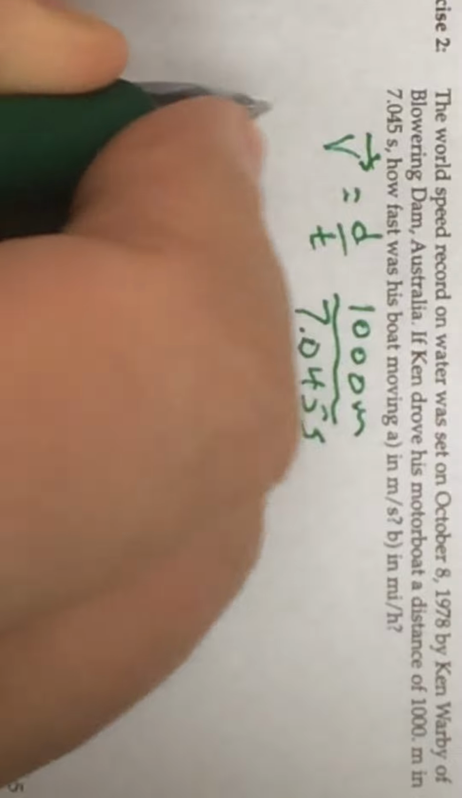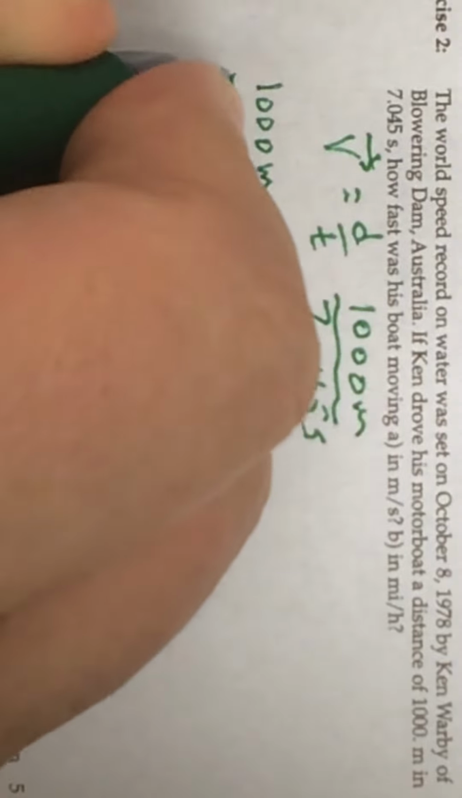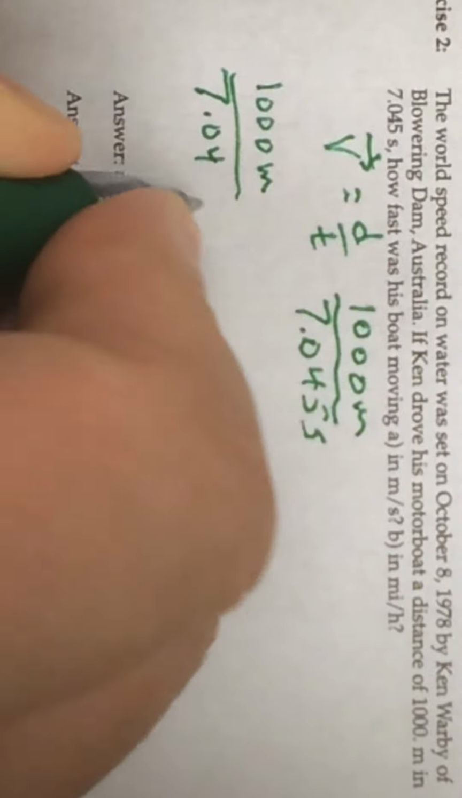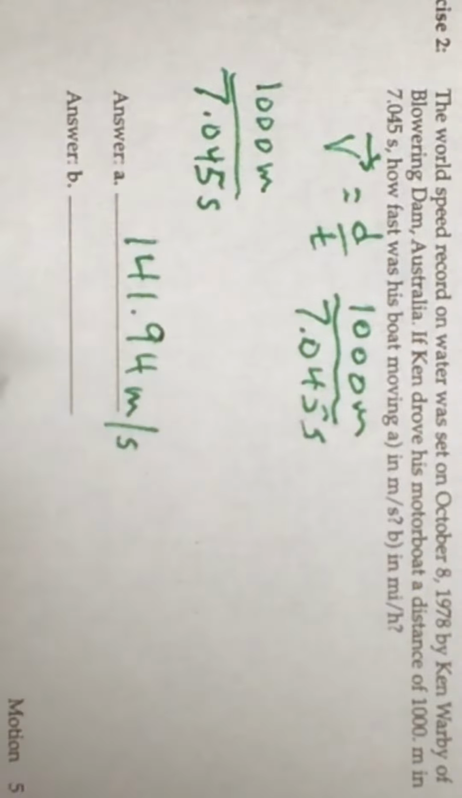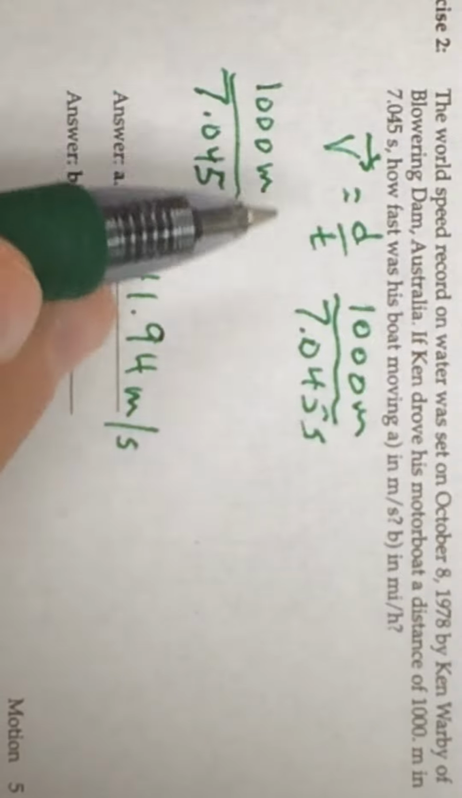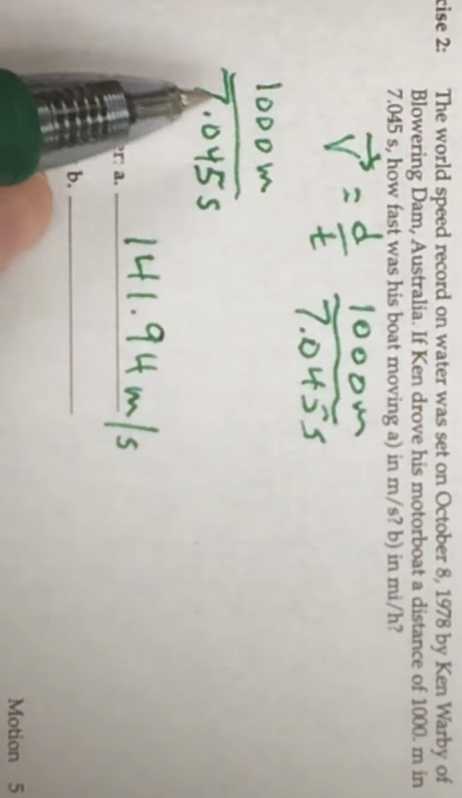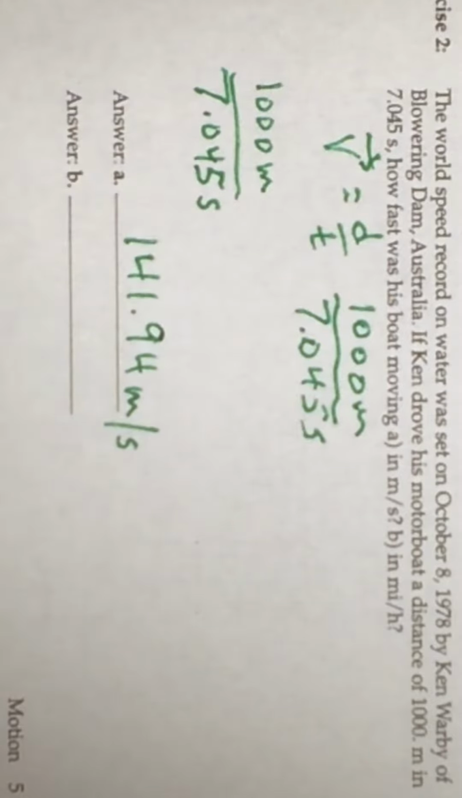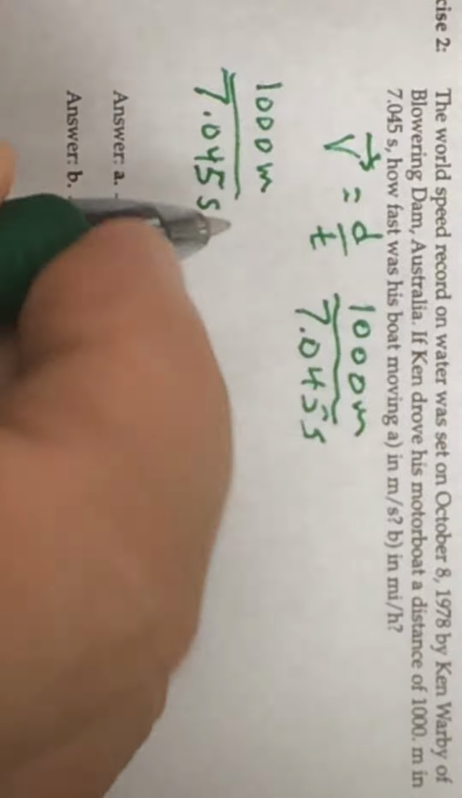Okay. First of all, start with what you have. I have 1,000 meters, and I have 7.045 seconds. I could have started with this as well, 141.94 meters over seconds. So this would be 141.94 on top, meters, and 1 second on the bottom. You're going to get the same answer. I just started with it.